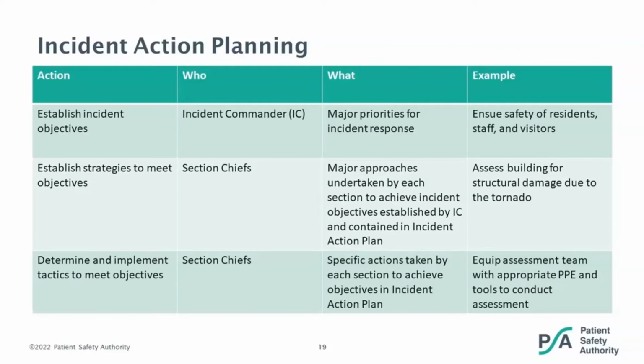So when you look at the end column, the incident commander set to ensure the safety of residents, staff, and visitors because of a tornado. So the first strategy, the major approach set by the section chief, was to assess the building for structural damage due to that tornado. But for that to happen, the specific action is we needed to equip that assessment team with the appropriate PPE and tools to safely conduct that assessment.